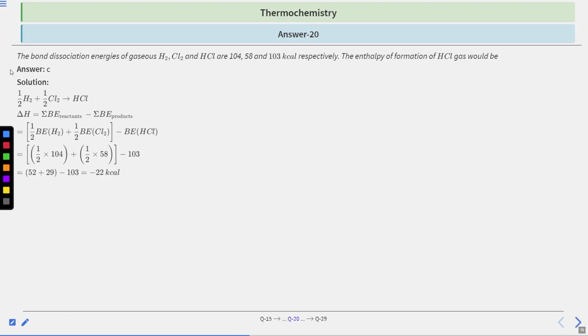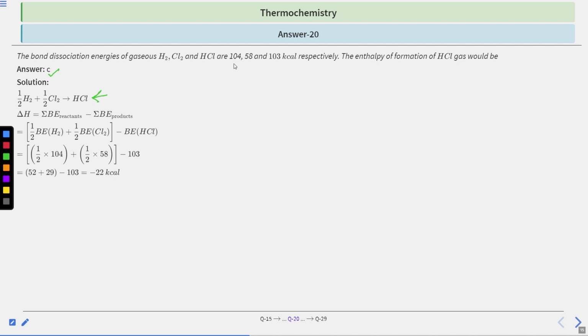Okay, so the correct answer is option C. This is the reaction of formation of HCl, half of H2 plus half of Cl2 giving you HCl. So the del H for this reaction will be equal to the summation of bond energy of reactants minus the summation of bond energy of products. So half of bond energy of H2 plus half of bond energy of Cl2 minus bond energy of HCl.